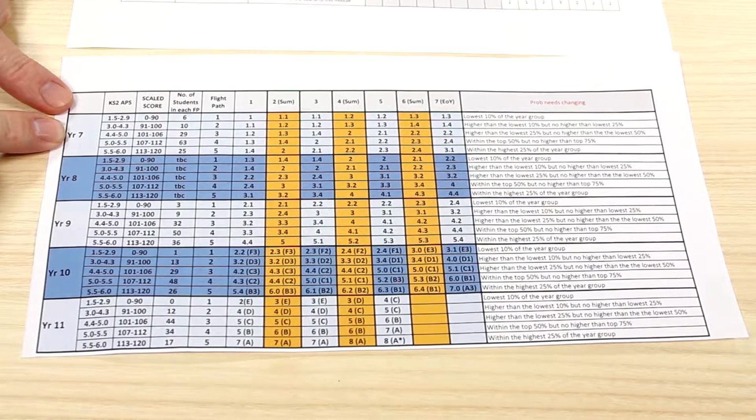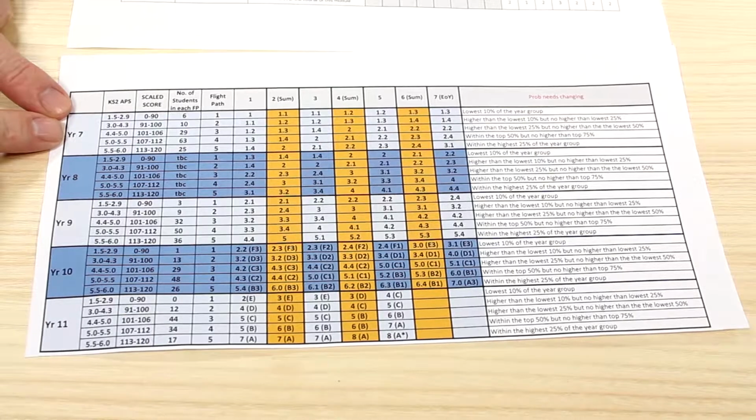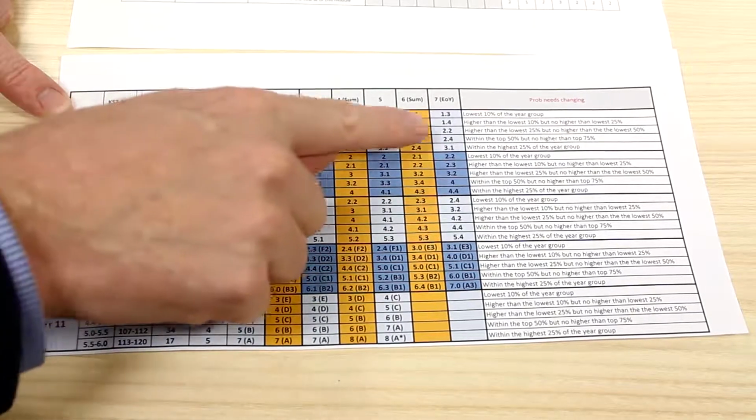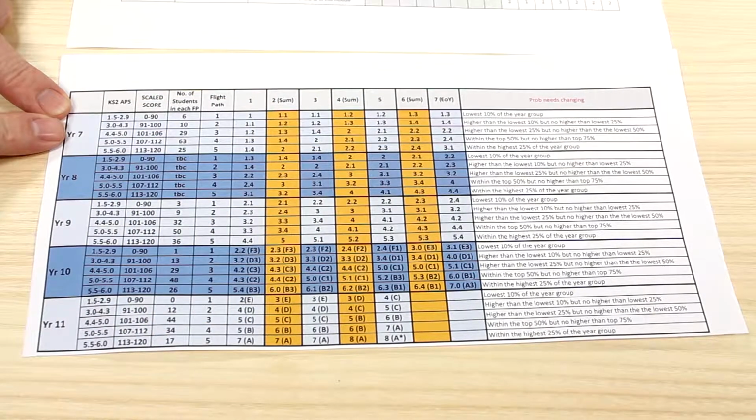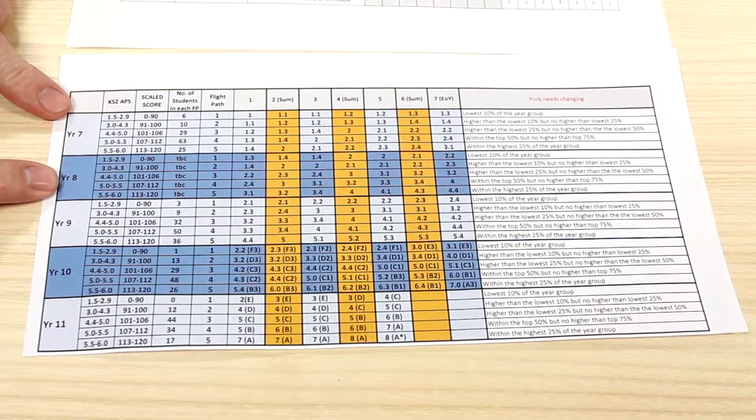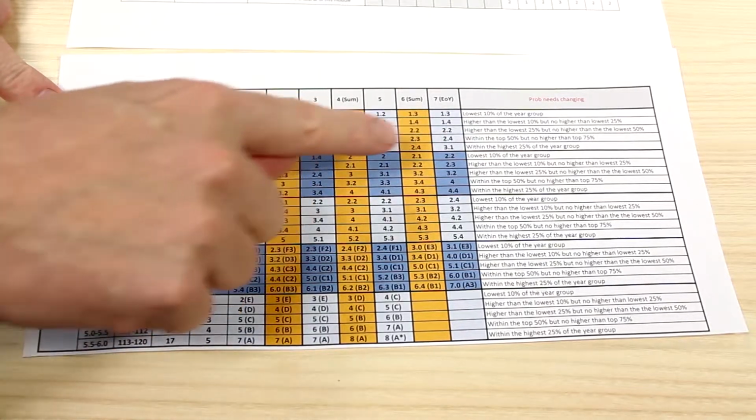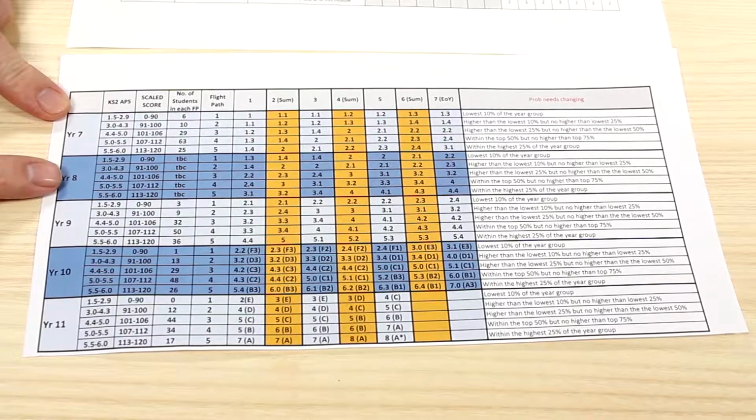On the expected progress map, you only need to look at the year group that your child is currently in. So if your child is in year 7, you just need to look at the row that deals with year 7. If your child is in year 8, you only need to look at this row which deals with year 8.